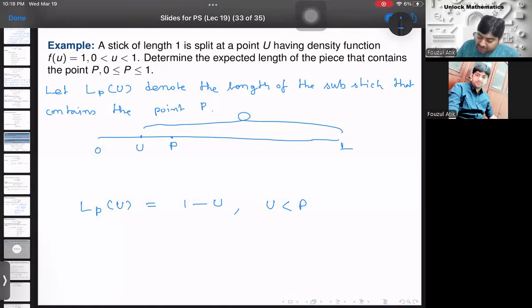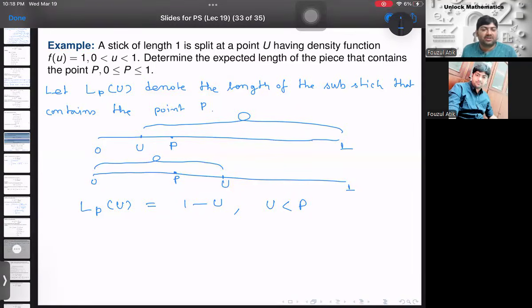Now you may have a situation where the stick is 0 to 1 and the point P is in the same place, but it was split somewhere to the right of P. In this case, what is the length of the piece which contains the point P? This is the portion where you have to get the length, and its length is U, between 0 and U. So L_P(U) equals U when U is greater than P.